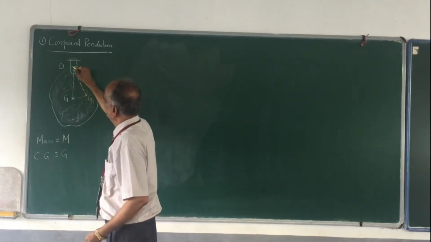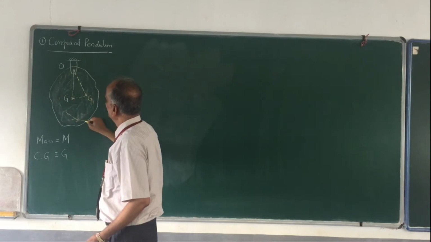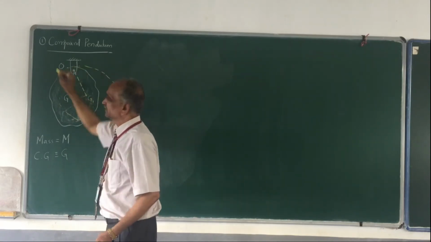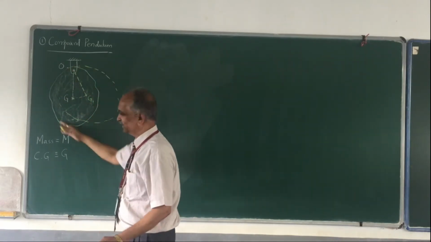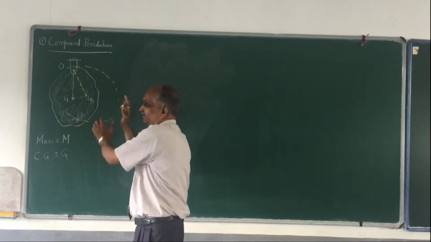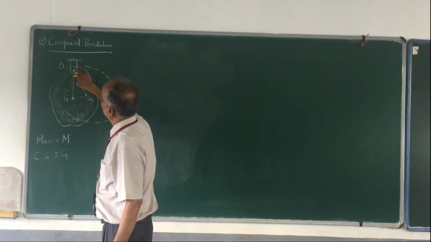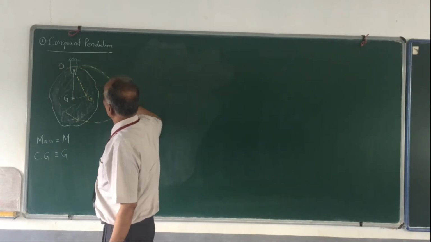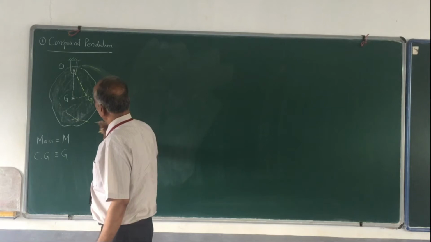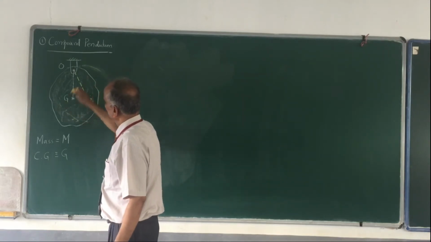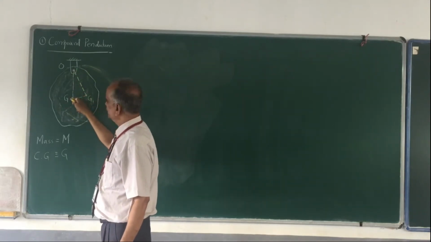It is very difficult for me to draw that. The body is something like this, but it is very difficult to draw an irregular shape and exactly repeat it. It is not possible. That is why I am showing only the OG line, and not the complete body. OG earlier was in the equilibrium position like this.